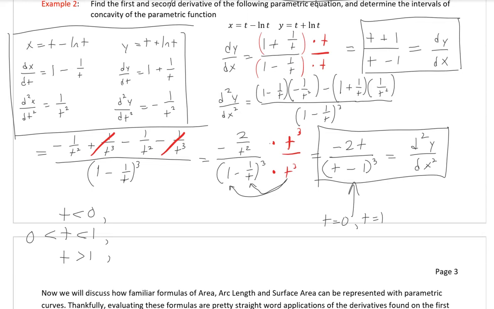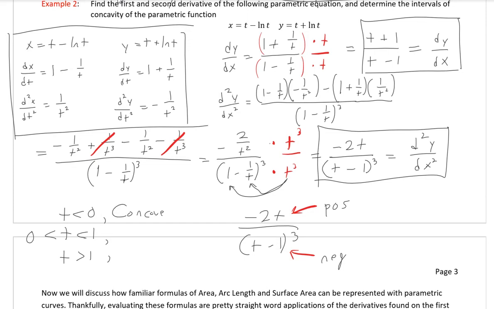If t is less than 0, all we need to do is look at this original formula. So negative 2t over t minus 1 cubed. And what we need to just figure out is what's going to happen to the top and what's going to happen to the bottom. If t is less than 0, it's a negative number. Negative 2 times a negative number is going to be positive. A negative number minus 1 is going to be negative to the third power is negative. That's positive over a negative. That'll be negative itself, so that means it's concave down. Don't even need to plug in a number to find that. Just think about it theoretically in terms of the signs. That's all I need.